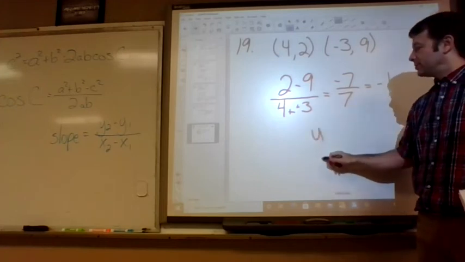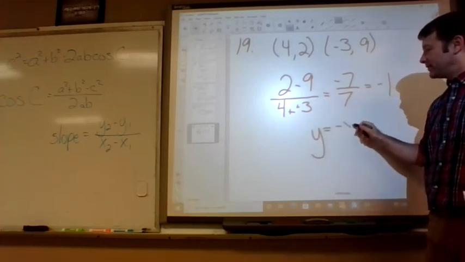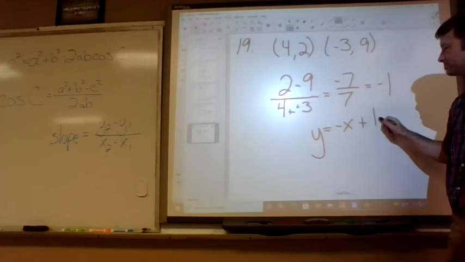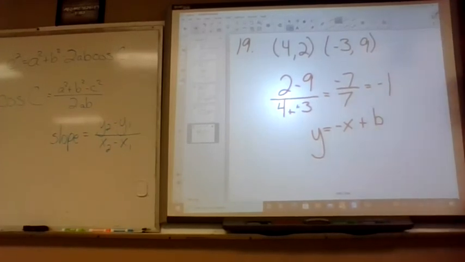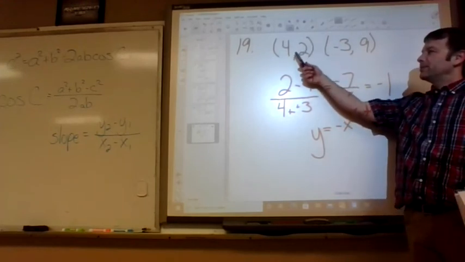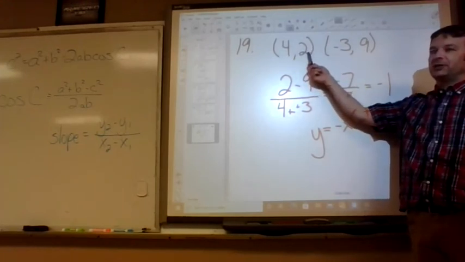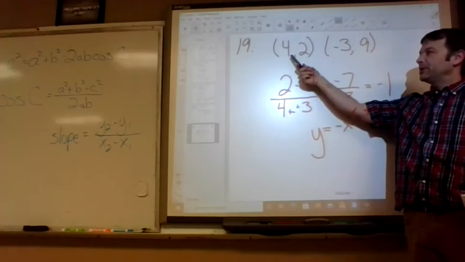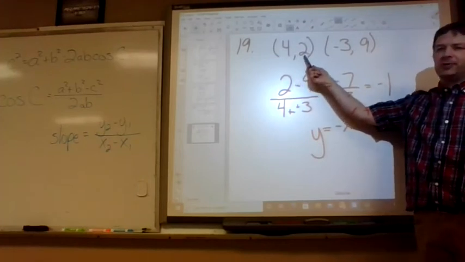Okay, that is the slope. So we got y equals negative 1x, or just negative x plus b. But I still need the b value. Guess how I'm going to find the b value? Right, plug the x and y in, just like we were doing before.